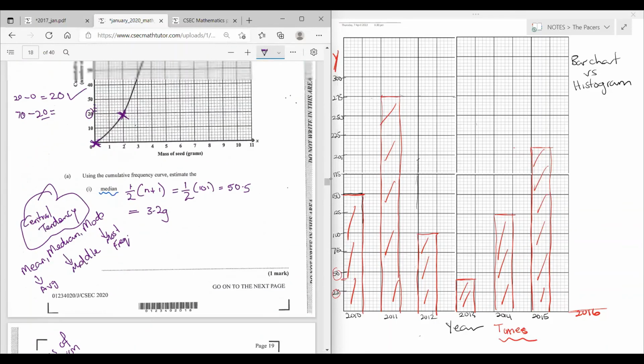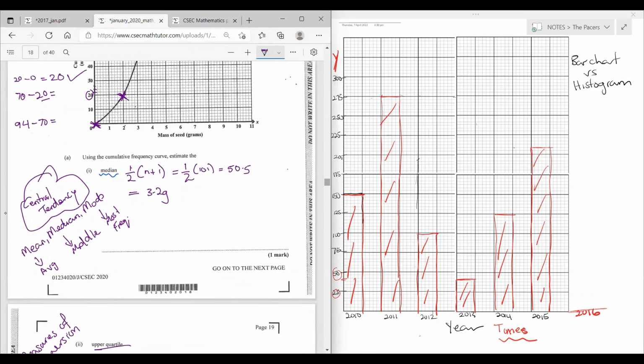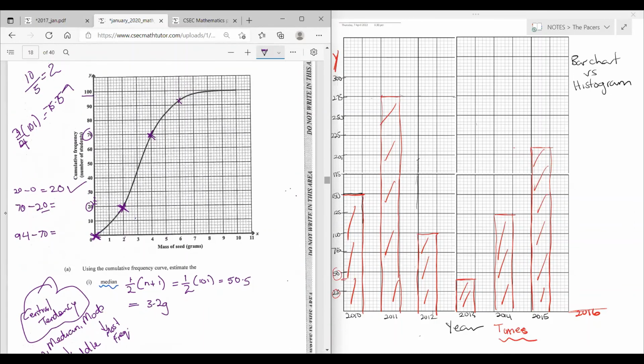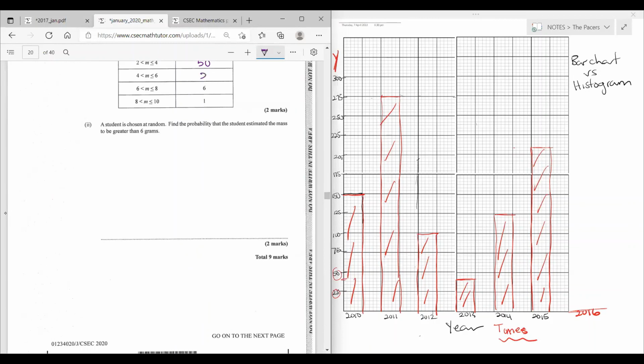What do we do? Take the frequency from 4, which is 70. Take the frequency from 6, which is, how much is that? It's on the 94. Looking like 94. Correct, 94. And 4 is 70. So what's the frequency? 24.